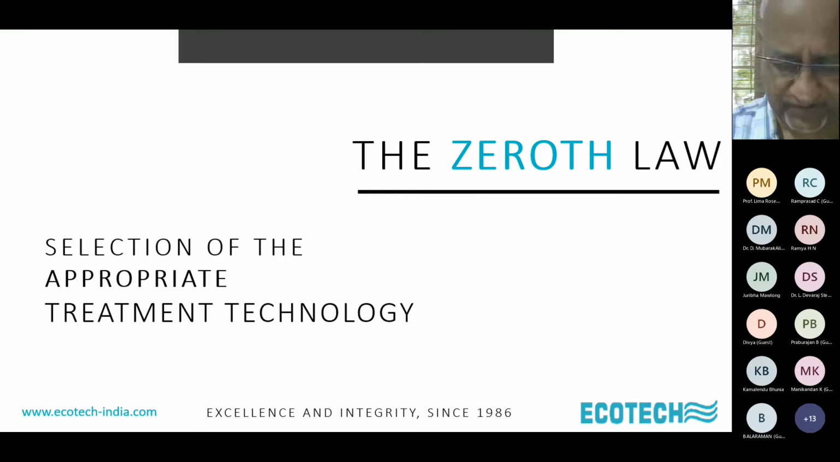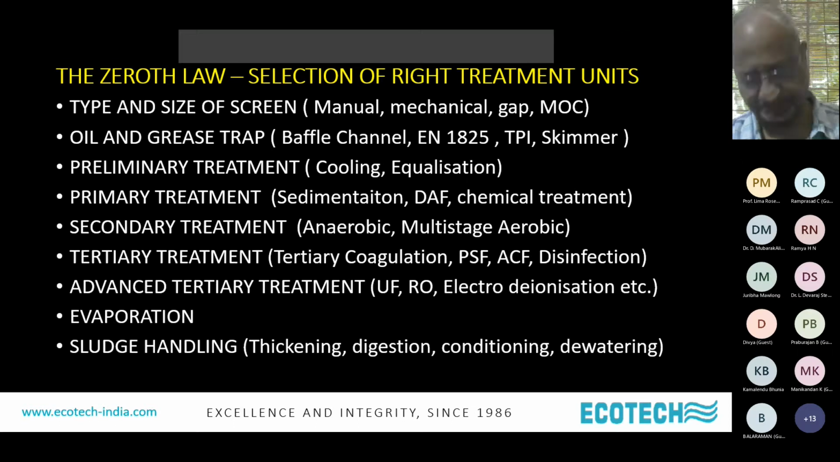100 BOD of textile is not the same as 100 BOD of a dairy. So you must have previous experience or knowledge of the wastewater, the characteristic of the wastewater, and how they behave to various treatment techniques. So this is the major difference in industrial wastewater treatment. The zeroth law in terms of ETP would be selection of the right treatment units.